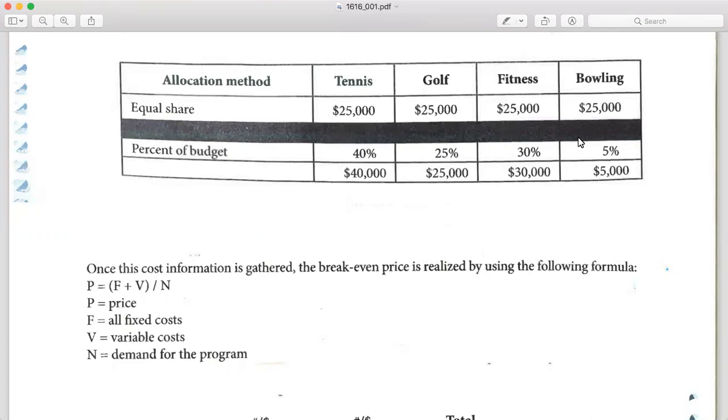Parks and Recreation agencies may vary in how fixed costs are assigned to programmatic areas. Two popular approaches used include equal share allocation, where each program area pays an equal share of the indirect costs, and a percent of budget approach, where the program area pays the percentage of indirect costs that is equal to the percentage of the overall budget that the program area commands.